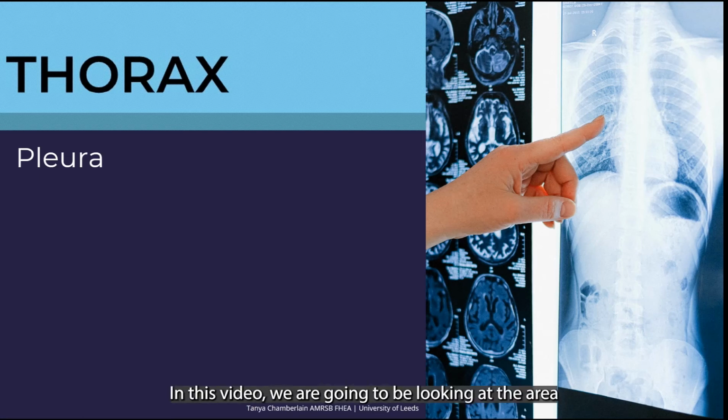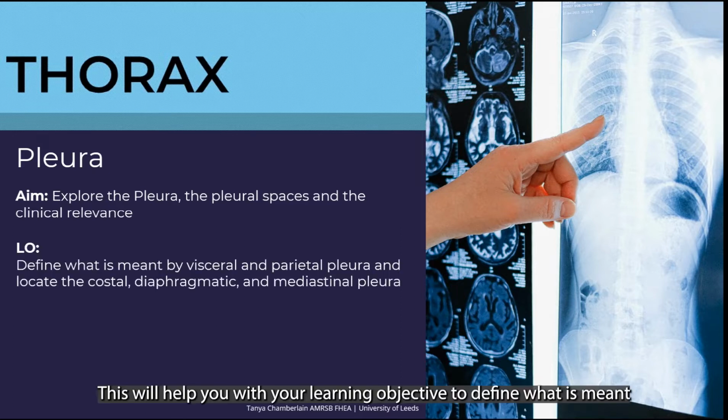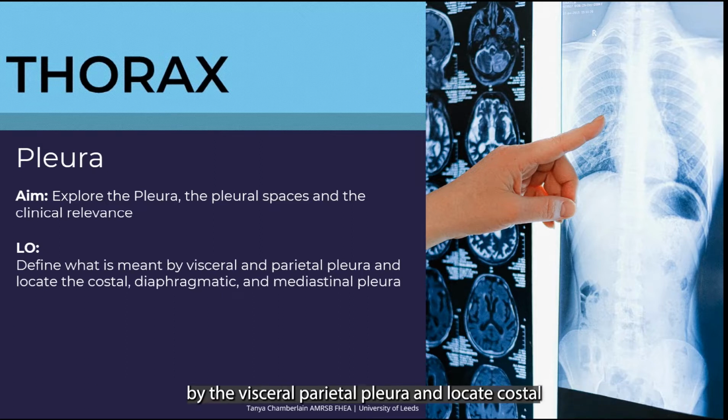In this video, we are going to be looking at the area of the thorax known as the pleura and the pleural cavities. So the aim is to address the pleura and the pleural spaces and touch on any clinical relevance of having a pleural cavity. This will help you with your learning objective to define what is meant by the visceral and parietal pleura and locate costal, diaphragmatic and mediastinal pleura.